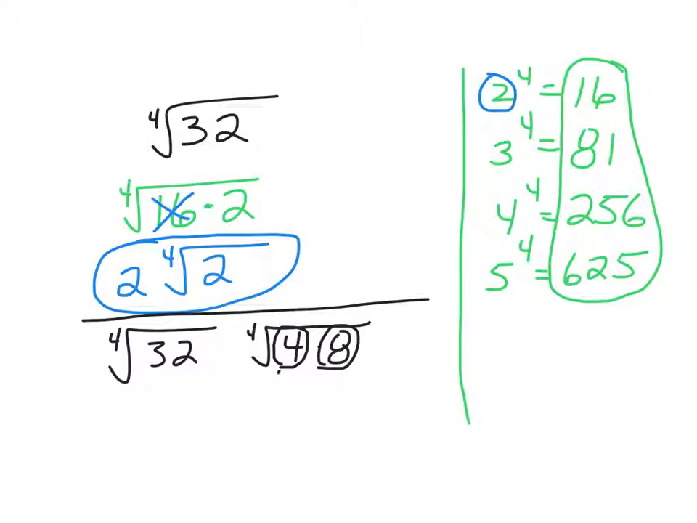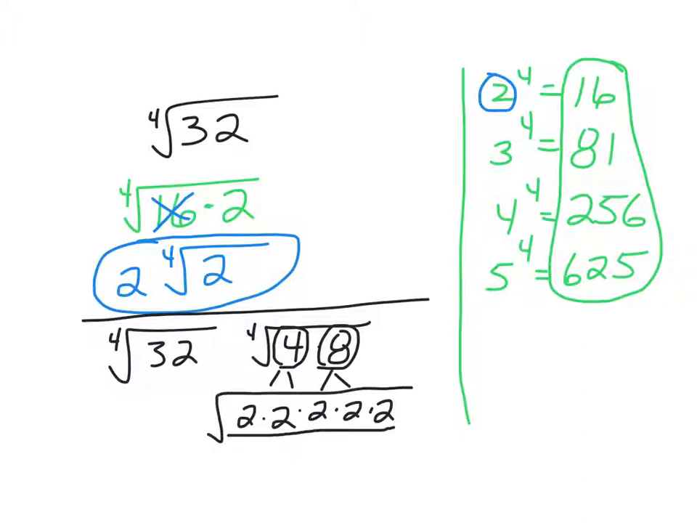The 4 could be factored down as 2 times 2. And the 8 could be factored down first as 4 times 2, but also 2 times 2 times 2. If you multiply 2 times 2 times 2 times 2 times 2, you get 32. So, if I wanted to, I could rewrite it this way, the fourth root of 2 times 2 times 2 times 2 times 2. Now, if I group together 4 of these, 2 to the fourth power is really what I have.